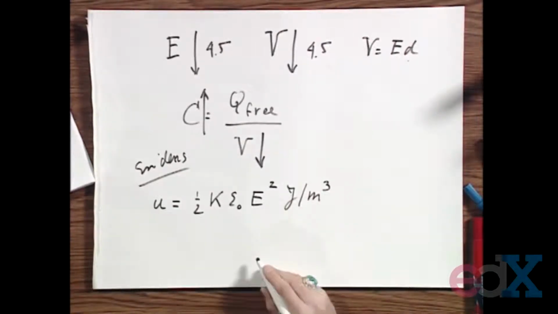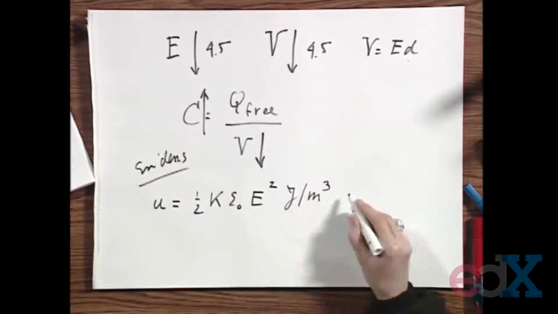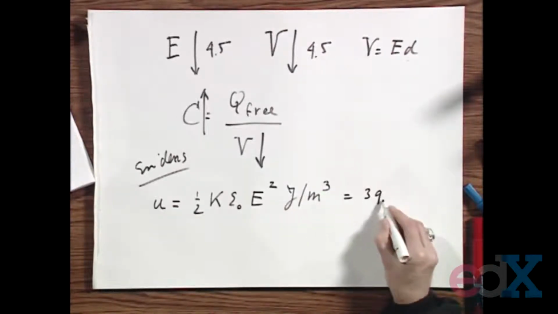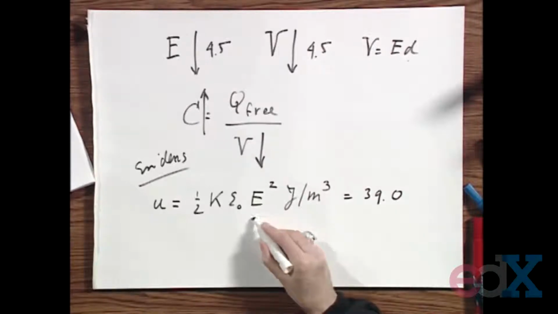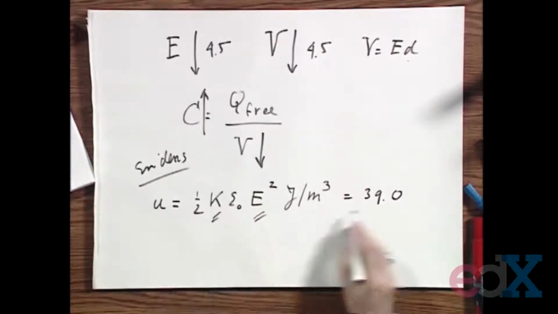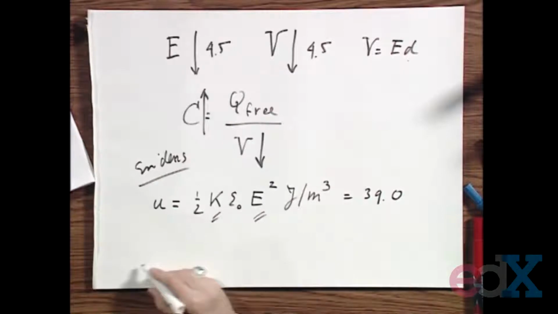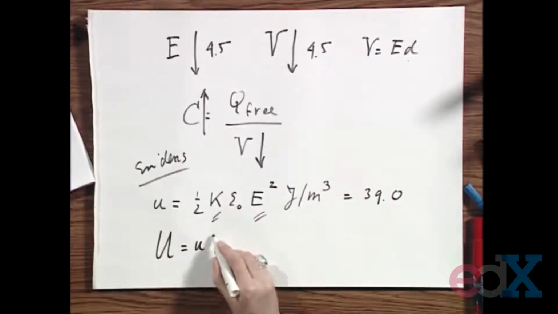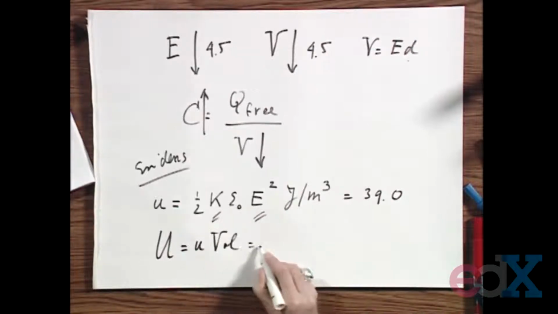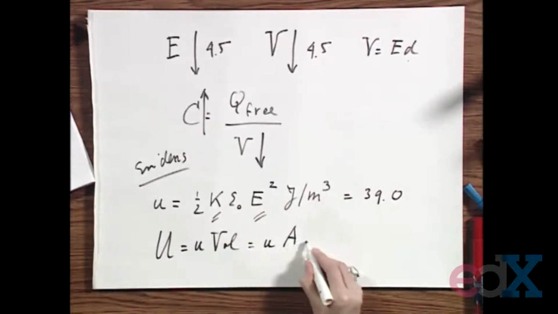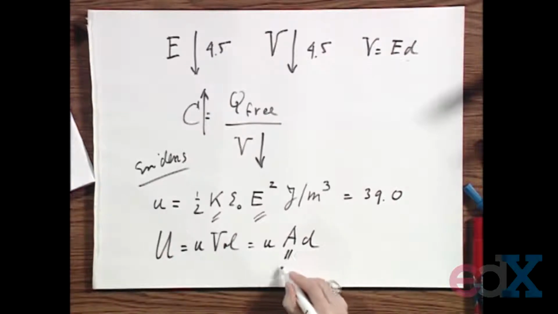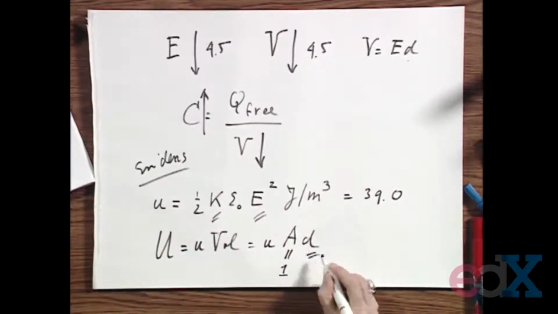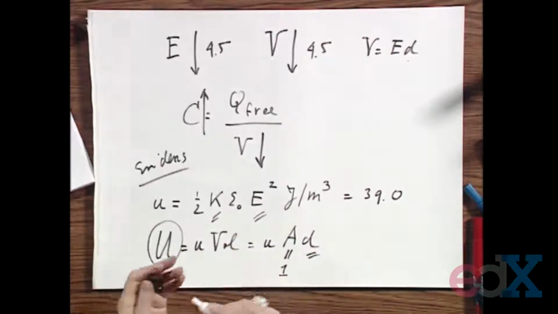It's easy to calculate how much this is. I found it to be 39.0, because I think you know E, you know K, so that is rather easy. If you want to know the total U, you have to take the little u times the volume, and that is the little u times the area A times the separation d. This was 1 meter squared. You are given d, so you can calculate what the total electric energy is in this system.